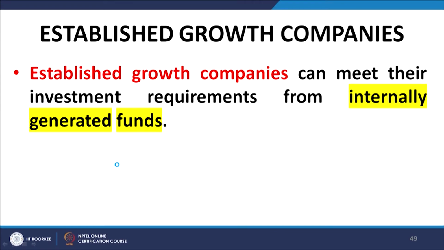In the case of established growth companies, the investment requirements are usually met from internally generated funds. I repeat, for established growth companies, the investment requirements are met from internally generated funds. Mature companies have modest capital expenditure requirements, and the cash flow from operations will be slightly higher than the reinvestments. These are the usual characteristics of companies in various phases of their lifetime.